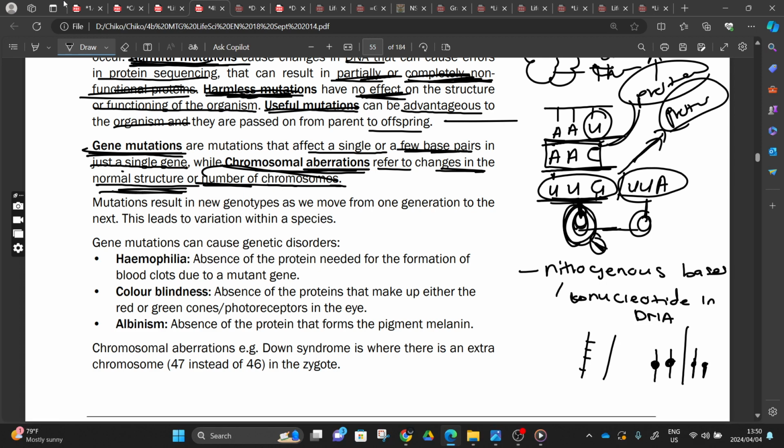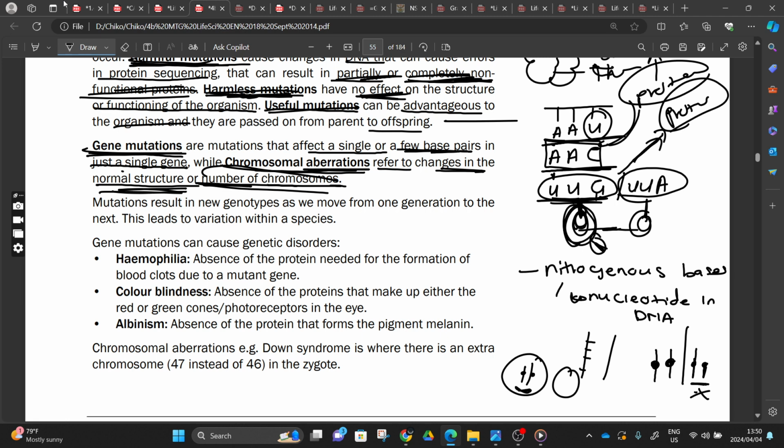Because we know the normal structure of that chromosome number 1. But if it's like this, it means the chromosome changed, or the number of chromosomes changed. We can have chromosomes like these, and then due to non-disjunction, we will have a cell like this, and another cell without it, because the cell didn't separate.